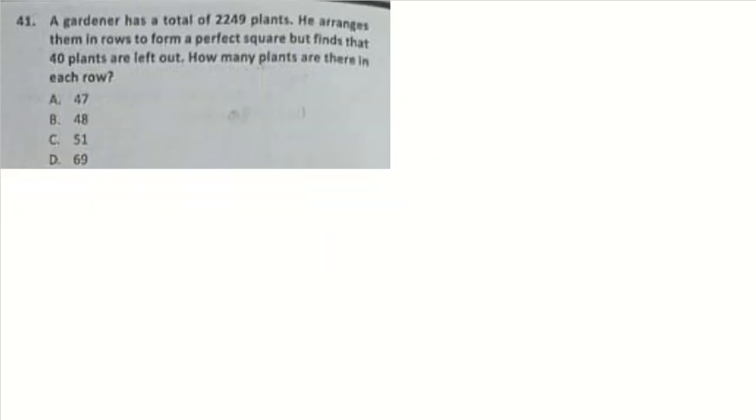A gardener has a total of 2249 plants. He arranges them in rows to form a perfect square, but finds that there are 40 plants left out. Now, how do you do this? There are 40 plants left out. So 2249 minus 40, 2209 plants were arranged in a perfect square, which means the square root of 2209.